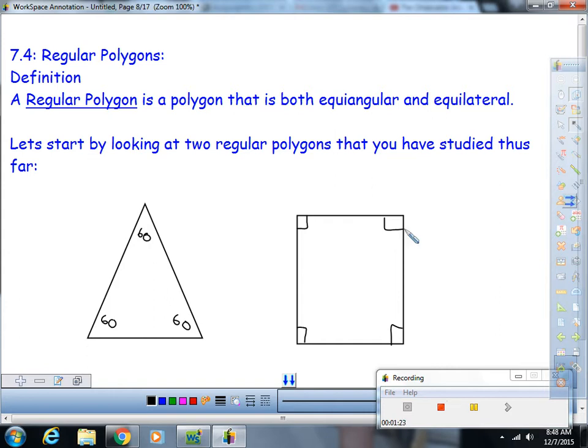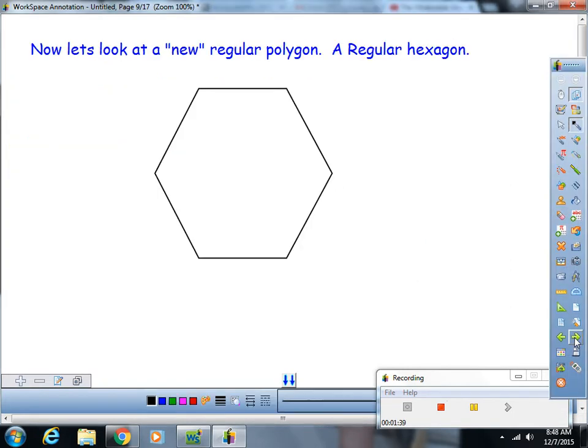72 minus 2 is 70. 70 times 180 is whatever, and then we'll take that humongous sum of all their angles and then divide by 72. So that's basically the whole lesson. No big deal. So I'll walk you through that, and then hopefully I'll teach you a little bit more than that. So let's look at a new regular polygon, a regular hexagon.